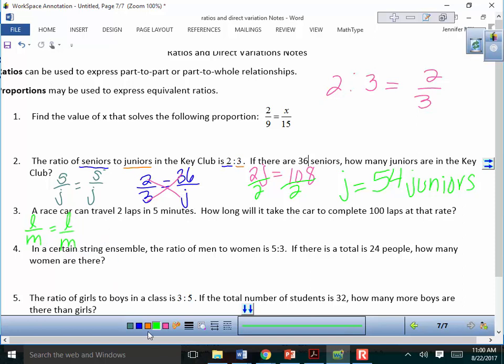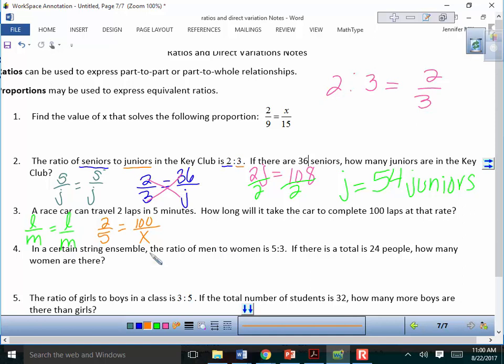And Mackenzie, how would I set this up? Very good. 2 over 5. Very good. How did you know to put 100 on the top? Right. Very good. There's an L there. It's 100 laps, okay? The variable won't always go on the bottom. It depends on what we're looking at, okay?